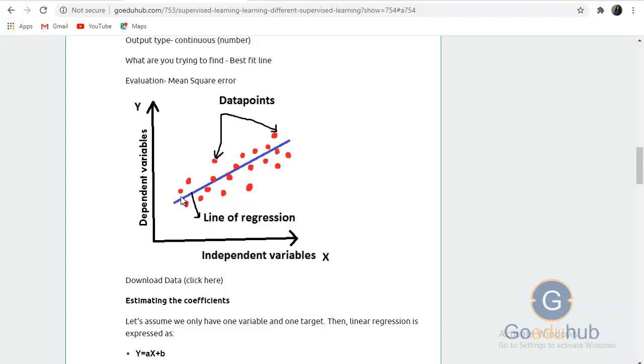We just want to minimize this difference. These points should lie on this line, and the maximum number of points should lie on this line. Then our error will be minimum. So this is the basic concept of linear regression. In the next lecture, we will see the implementation of linear regression.